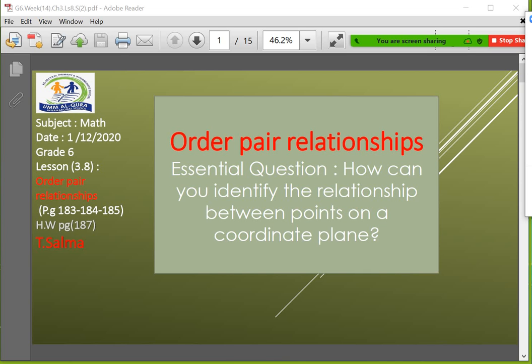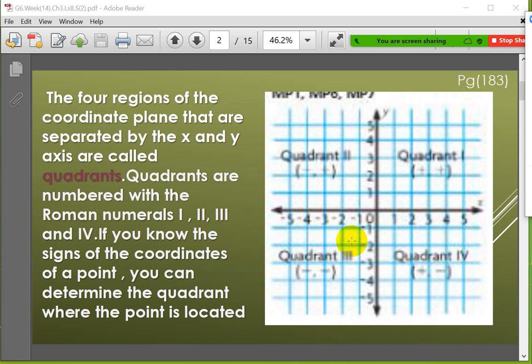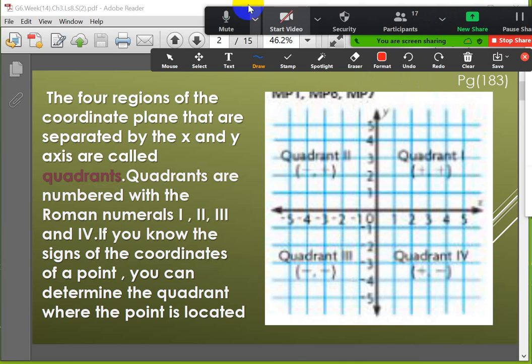Fine, thank you, Asma. So, girls, please bring your books and open your books on page 183 to start this lesson. How can you identify the relationship between points on the coordinate plane? Today we will talk about something new in the coordinate plane, which is quadrants. So please focus with me, girls.